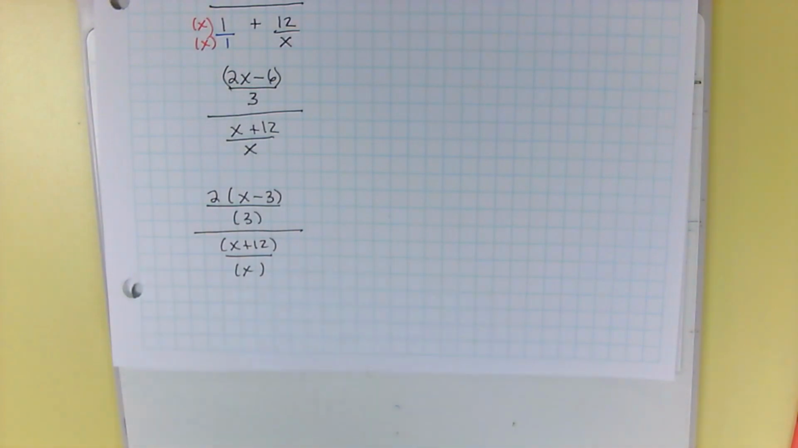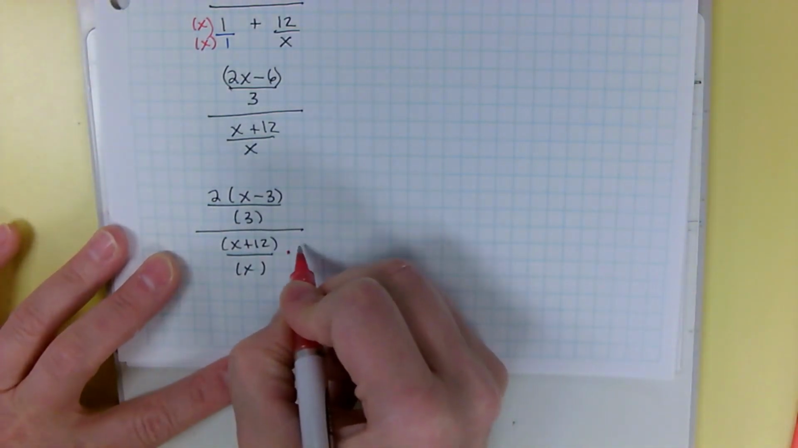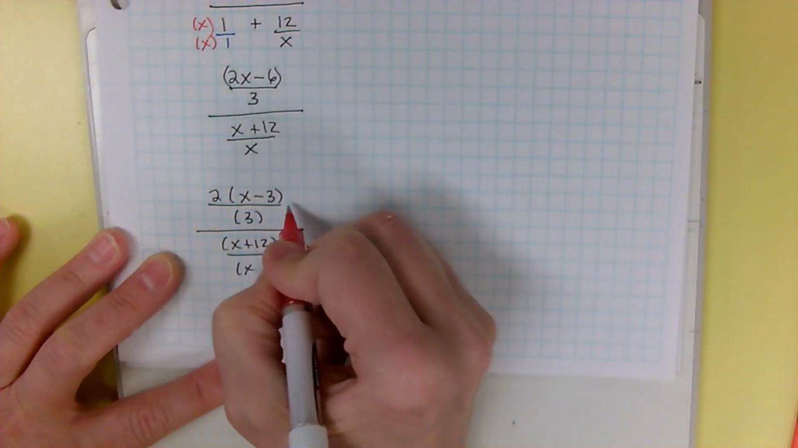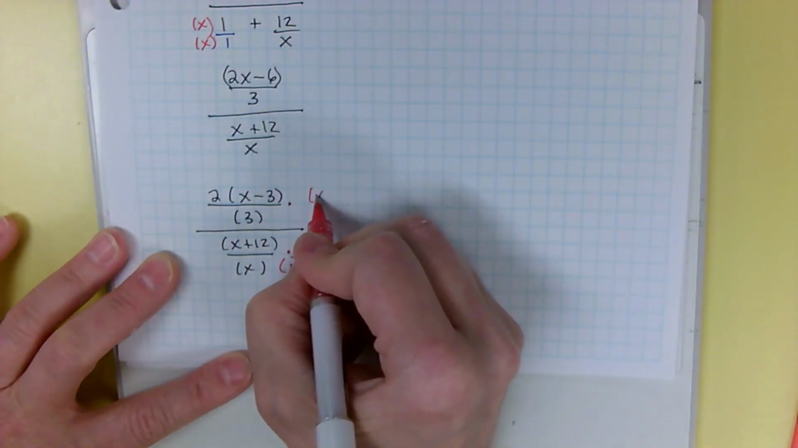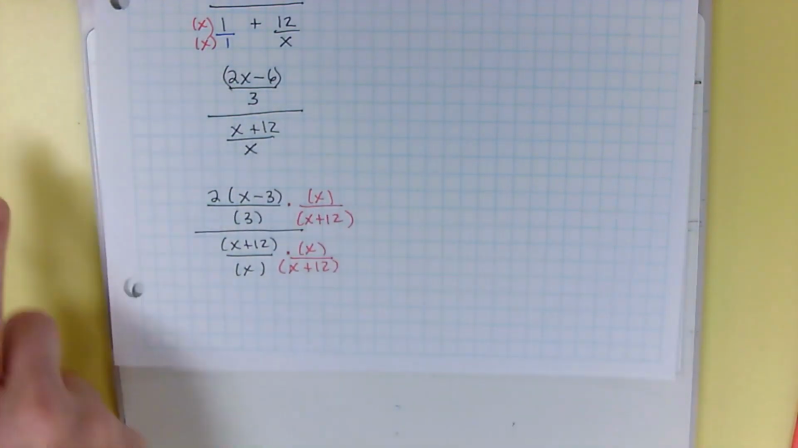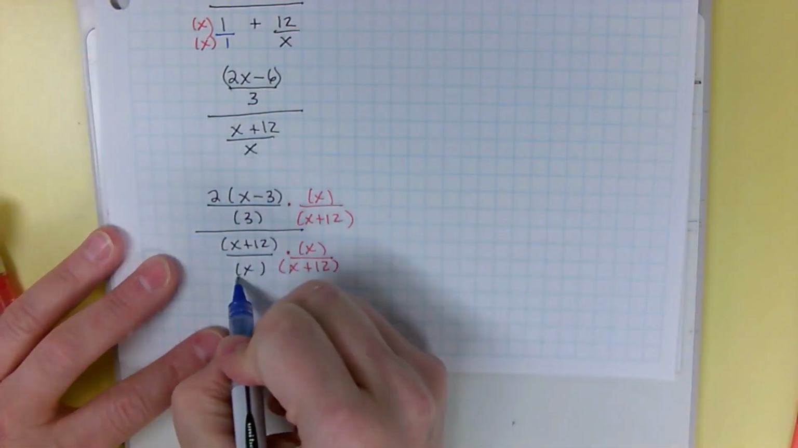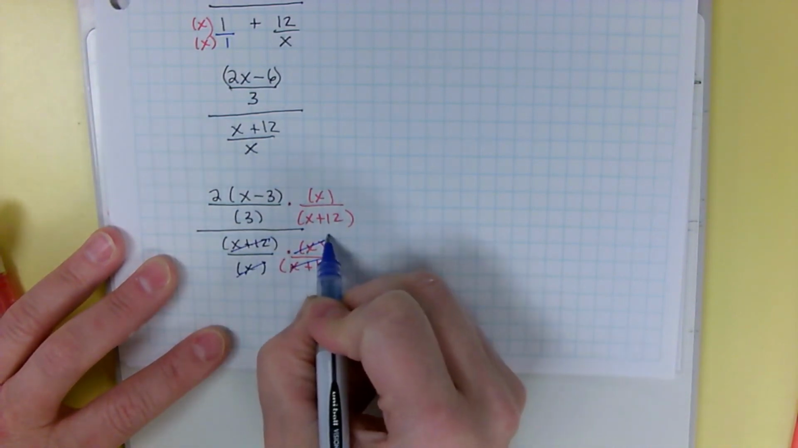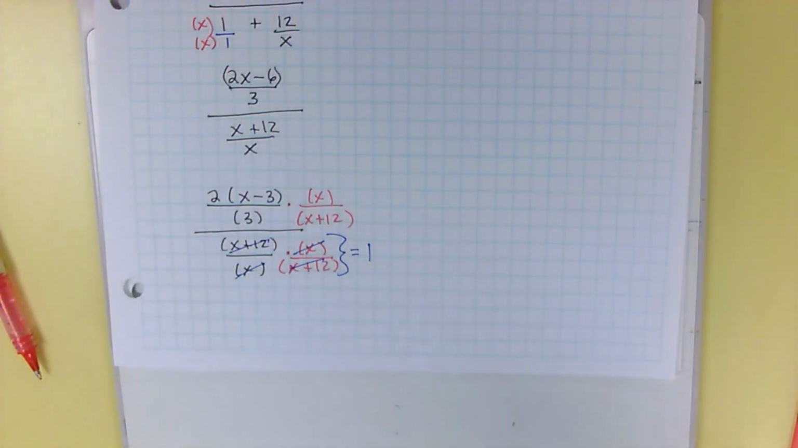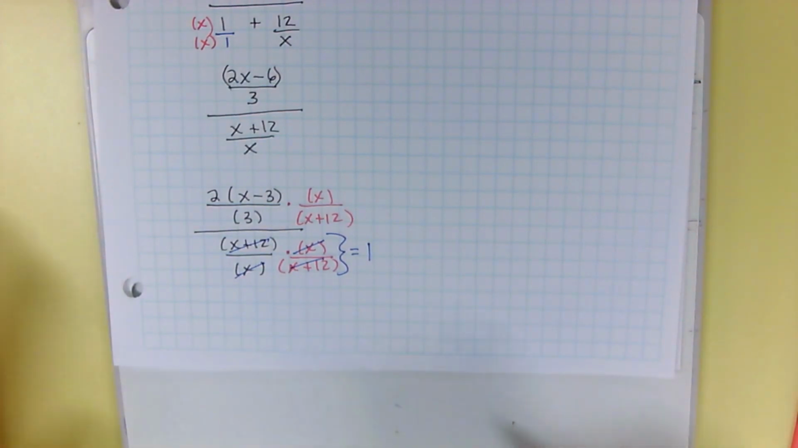So let's eliminate the bottom. Multiply the bottom by its reciprocal, x over x plus 12. Multiply the top by the same thing, x over x plus 12. The entire bottom divides to 1. And on the top, we have a lot of stuff floating around, but none of it cancels. There's nothing that's the same.